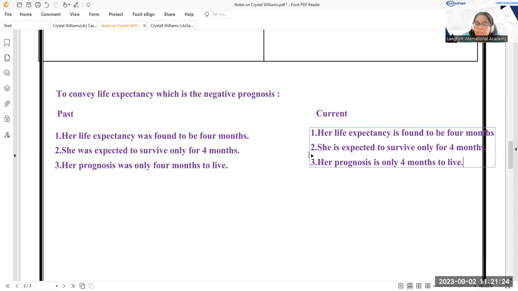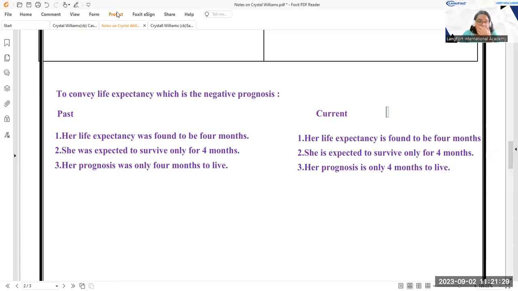Any of these versions which you can easily remember, which you are confident with, you can use. But remember, when you say prognosis, you don't say negative prognosis. I'm talking about when they've given life expectancy as the negative prognosis. How do you talk about it? You can say life expectancy was found to be how long, or the patient was expected to survive for how long, or her prognosis was only how long to live. All of you go through it.